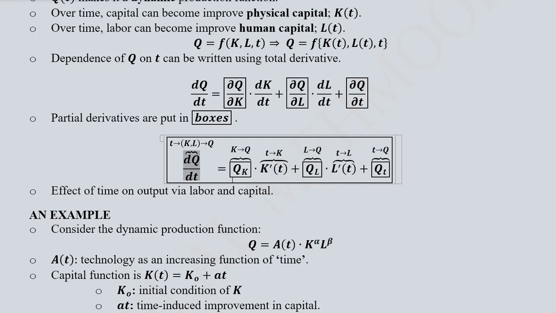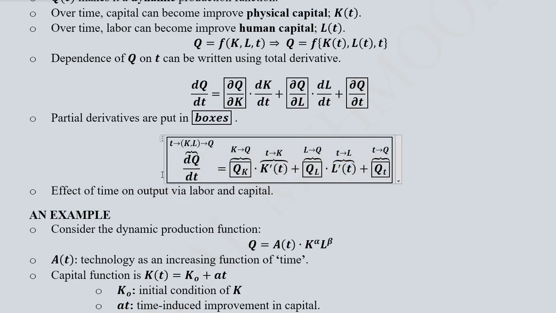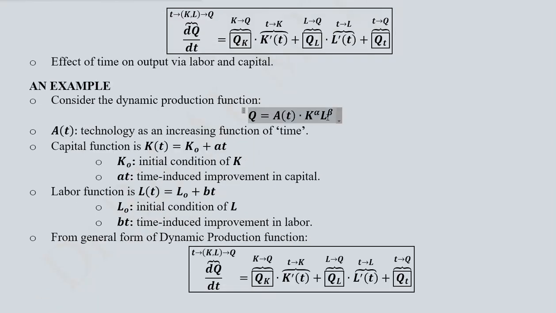After explaining each term in this expression, we can now see that the effect of time on output via labor and capital can be found by using this total derivative term. This is an example that will help us to elaborate. This is the production function that we're dealing with. It's a dynamic production function because we have time as one of the independent variables.